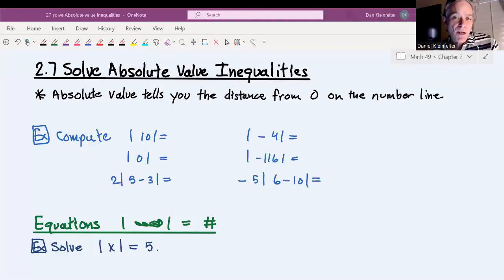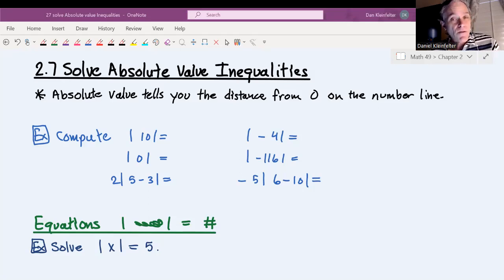Welcome back. In this video, we're going to go over section 2.7, which is about absolute value, equations, and inequalities. Where we'll start, though, is to take a look just at what absolute value is, along with a couple of examples, and then we'll go step by step through equations and inequalities.